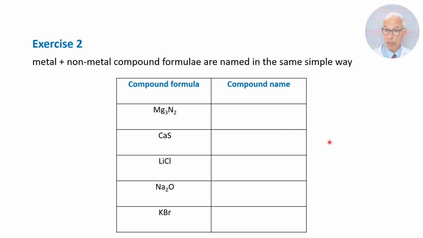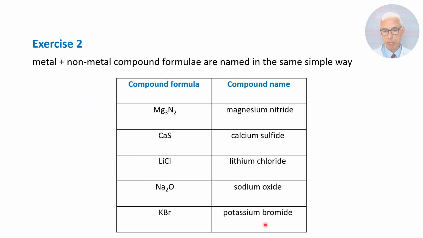Okay, so I'm going to reveal magnesium nitride. Magnesium and nitrogen. The second element is nitrogen, becomes nitride. Calcium sulfide, we talked about on the previous slide. Lithium chloride, sodium oxide. There's no information about numbers in the name. Potassium bromide.